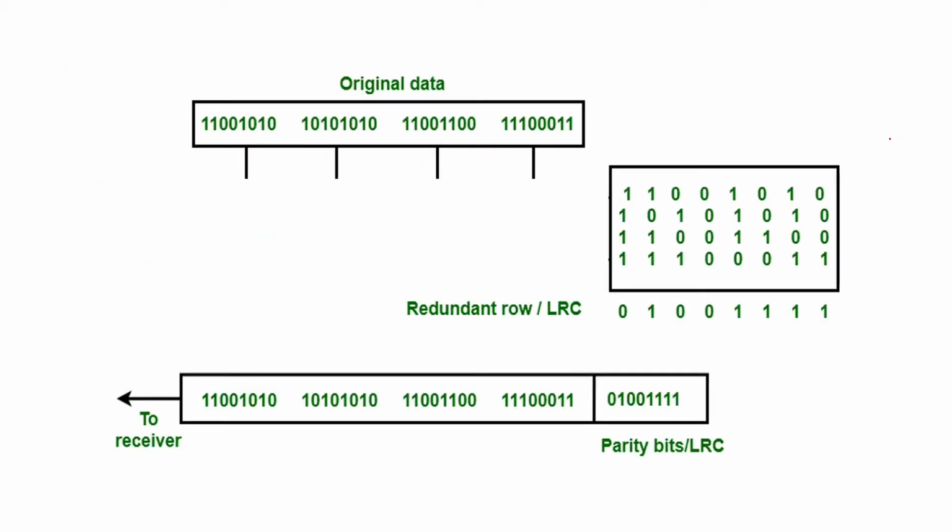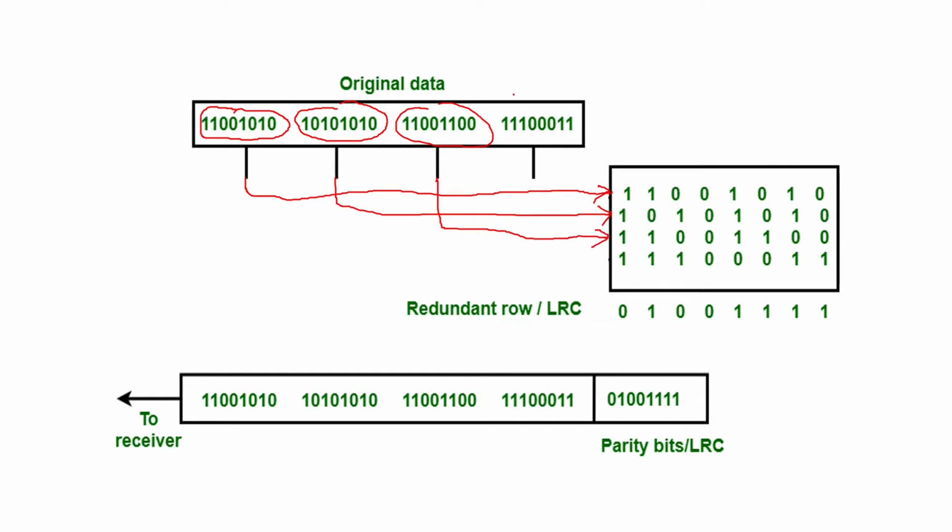So here you can see this is the first data, second data, third data, and fourth data. This is the first 8 bits of data, that is 11001010. That is taken here. The second data is 10101010. That is taken here. Then the third is 11001100. That is taken here. And the fourth 8-bit data is 11100011. So that fourth is taken here.